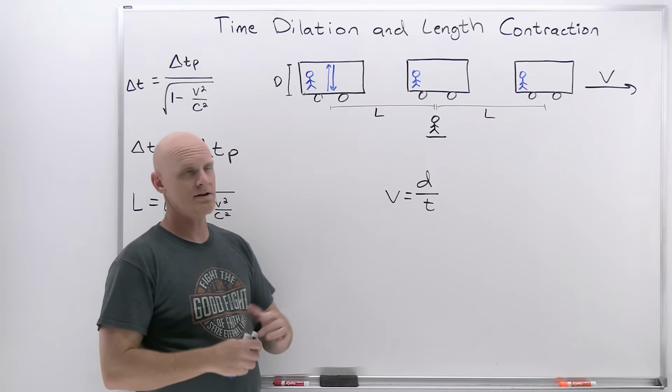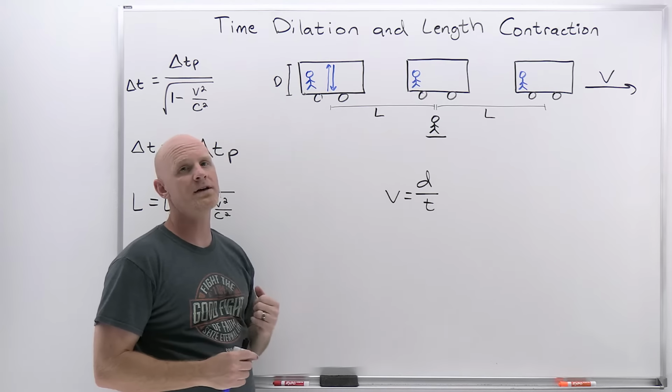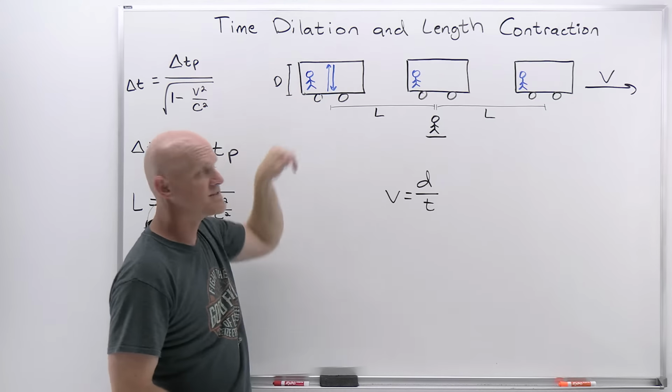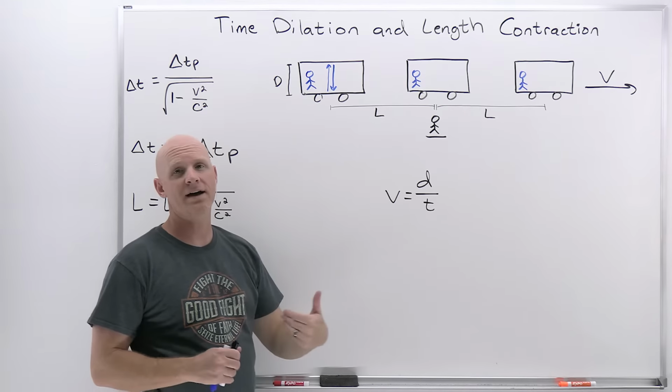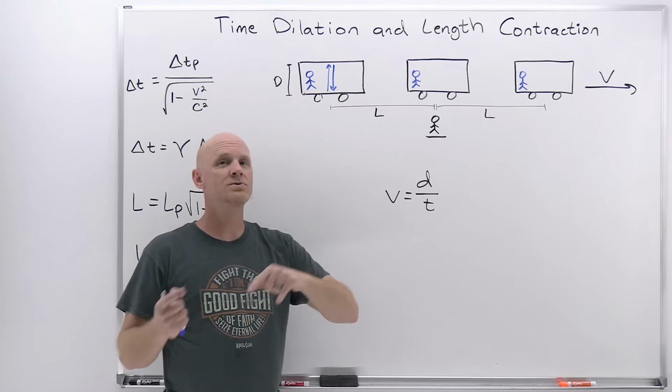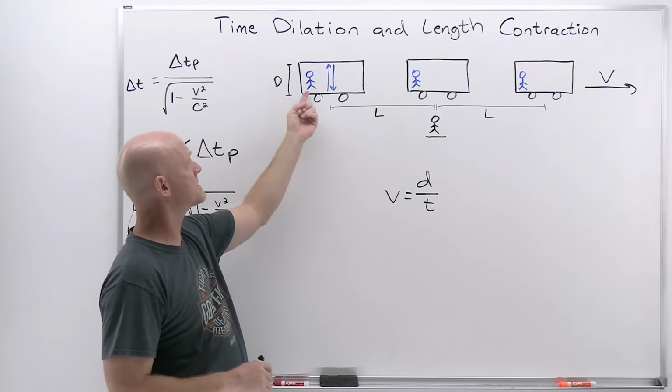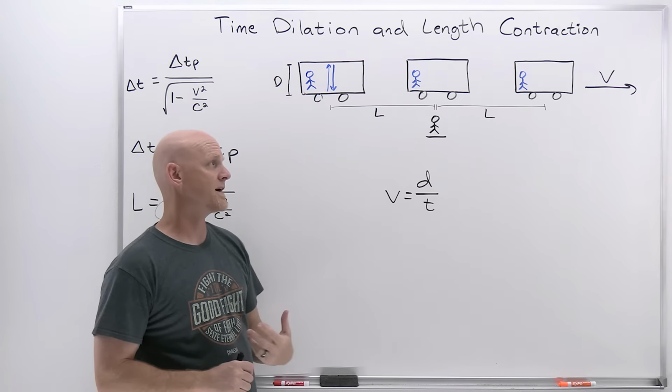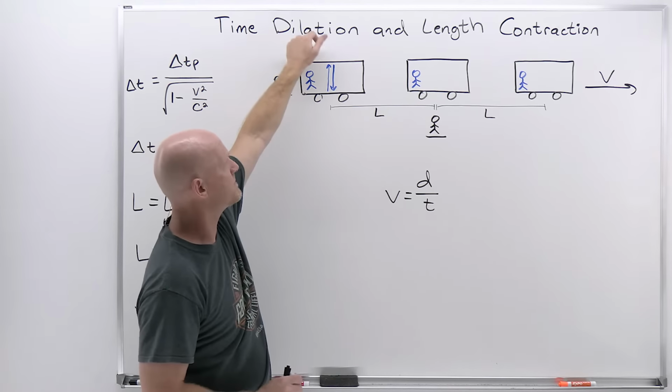And so we have two events here. We have the shining of the light, the pulsing of the light in the upward direction, and then when it hits the detector after it's been reflected back down. We're going to measure the time between those two events from two different inertial frames. One of them is just the observer right here, and from his perspective, he just views the light going straight up and straight down.